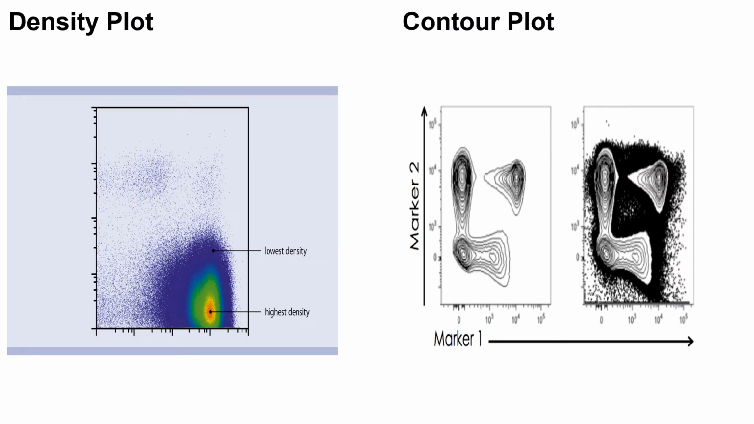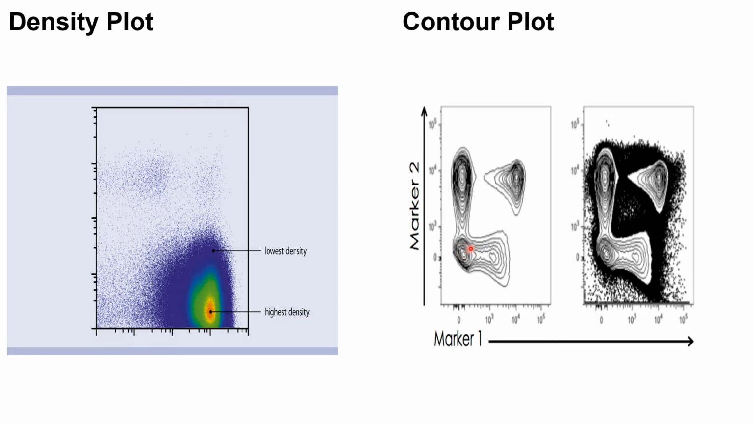Another plot is the density plot, which also depicts the distribution of cells within a population. In this plot, the red color represents the highest density of events within the cell population. With decreasing density, the color transitions from yellow over green to blue. Another plot is the contour plot. It is actually the extension of the dot plot. It gives you a circularized pattern of signals. In the center, it shows the highest signal.